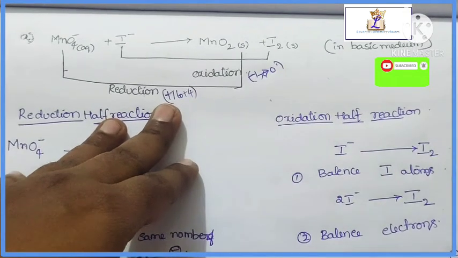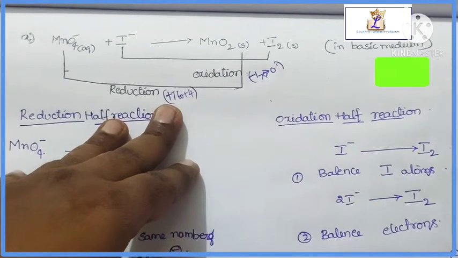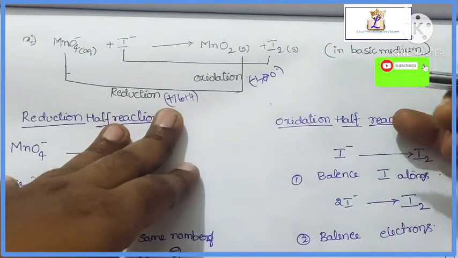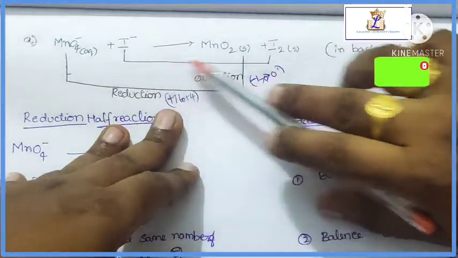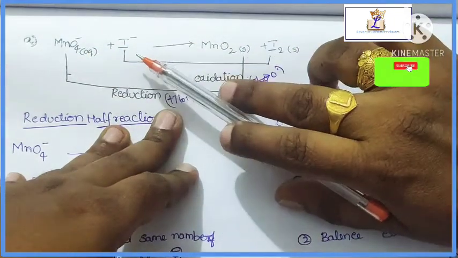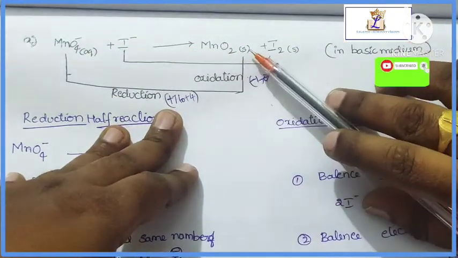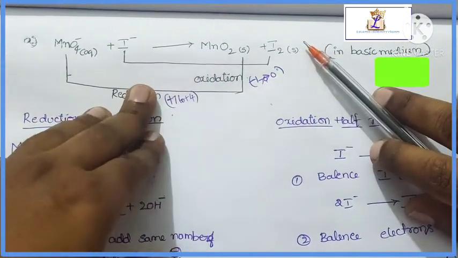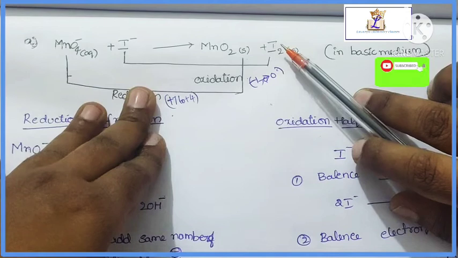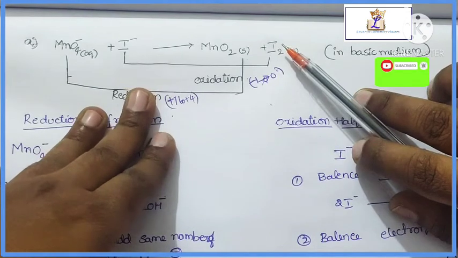Today's topic is balancing equations in basic medium. Now the equation is like this: MnO4 minus plus I minus gives MnO2 plus I2. This is a balanced equation, but we are balancing this equation by using the ion electron method.